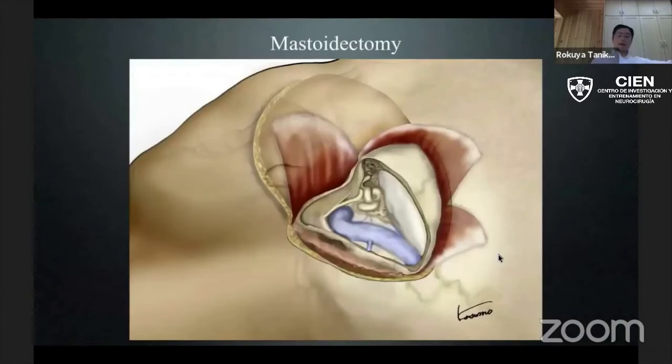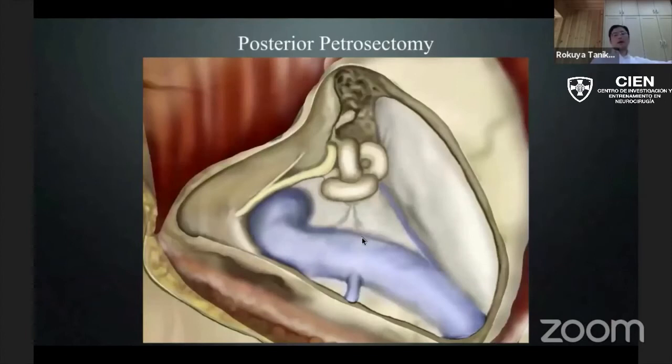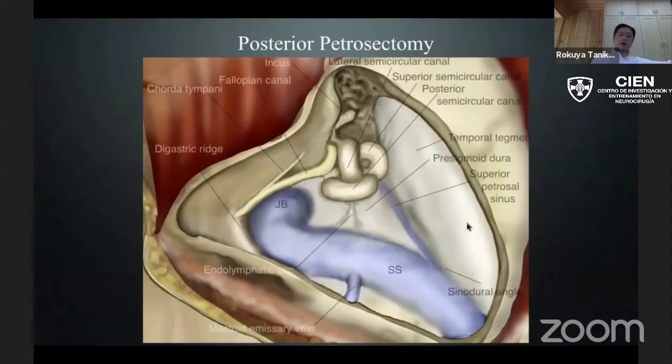After mastoidectomy, there is still remaining bone like this. This one should be drilled away, then skeletonize the pre-sigmoid, SPS and temporal tegmen, and fully skeletonize the semicircular canals like this. With this, this is a maximized posterior petrosectomy. And this is an important landmark of a posterior petrosectomy.